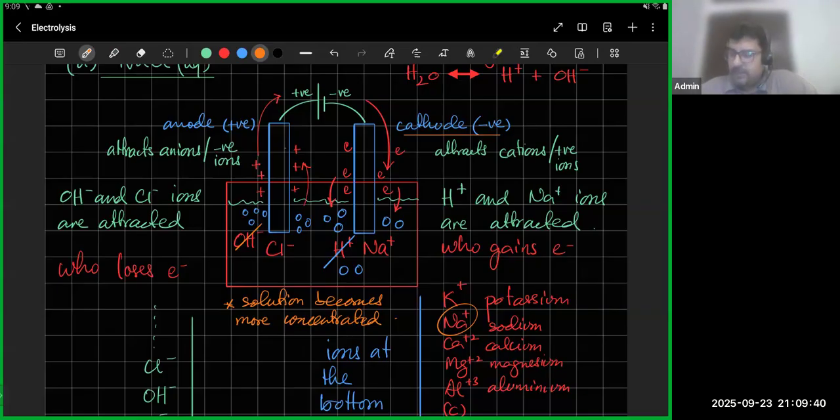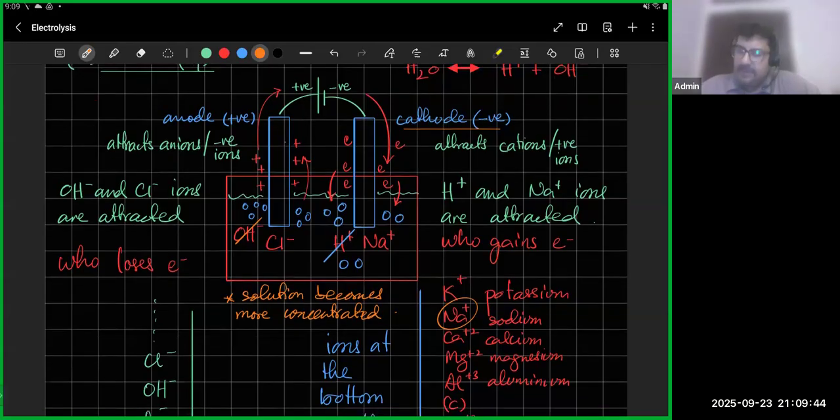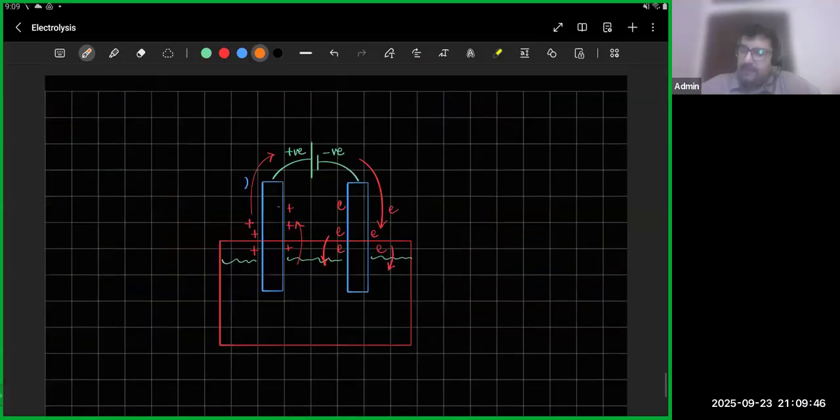So the next one is we're going to try NaCl concentrated now. And we're going to see how everything changes. So NaCl aqueous, but now it's not dilute, but it's concentrated.